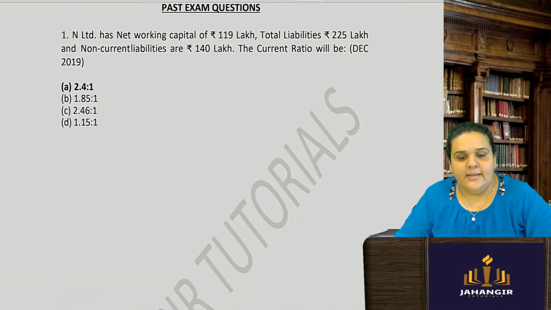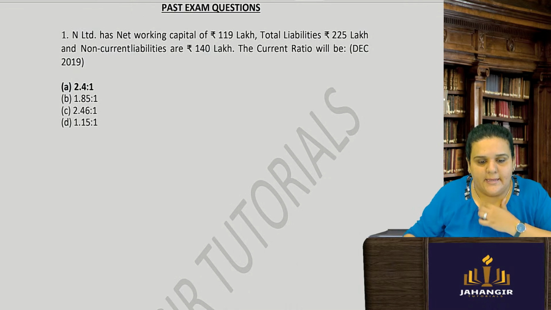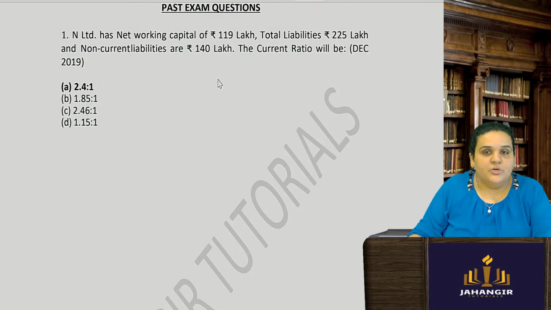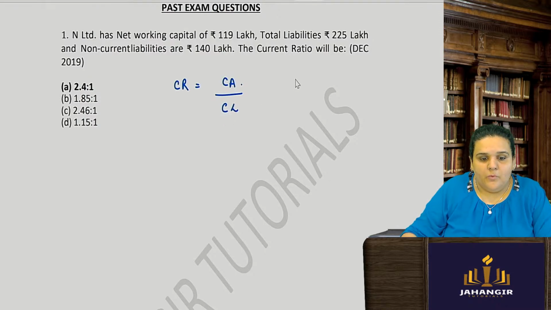N Limited has a net working capital of 119 lakhs. Total liabilities is 225 lakhs and non-current liabilities is 140 lakhs. The current ratio will be equal to how much? Now they are asking me my current ratio. So current ratio is equal to current assets upon current liabilities. My working capital, they are telling me, is 119 lakhs.